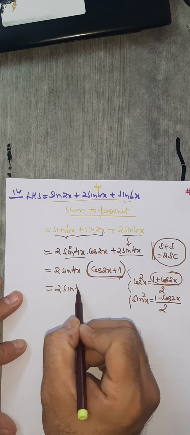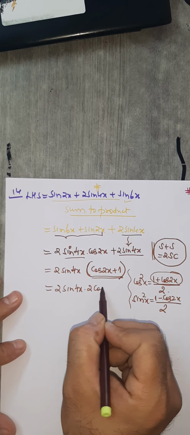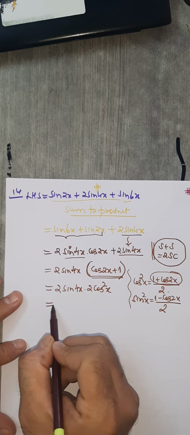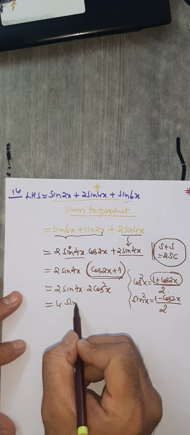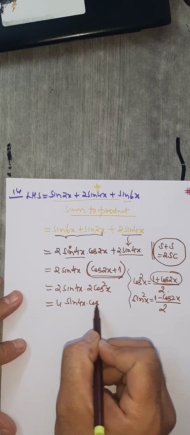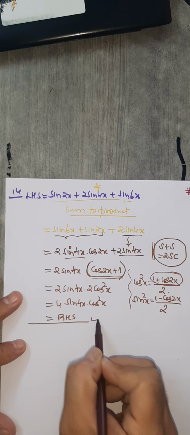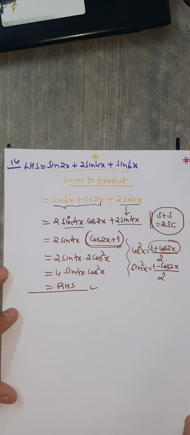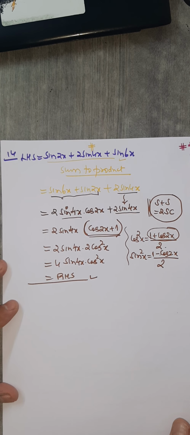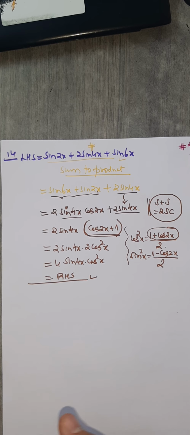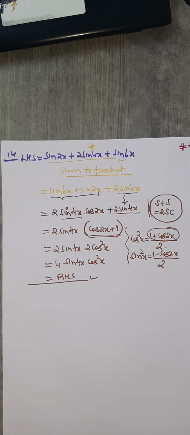So 2 sine 4x into twice cos square x. So 2 into 2, 4 sine 4x into cos square x. So this is what you want on the RHS. I'm trying to use all addition, factor and multiple-angle formulas. There are some other ways also to do these questions.